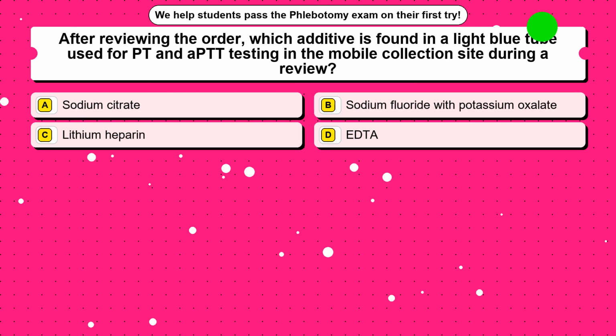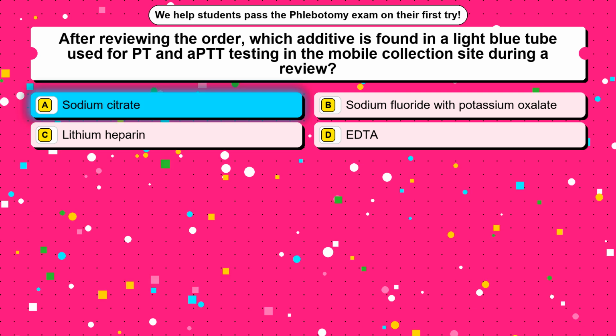Question 21. After reviewing the order, which additive is found in a light blue tube used for PT and APTT testing in the mobile collection site during a review? Option A. Sodium citrate. Option B. Sodium fluoride with potassium oxalate. Option C. Lithium heparin. Option D. EDTA. The correct answer is option A.